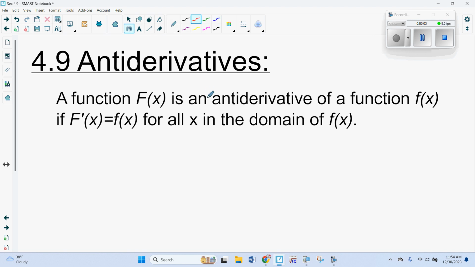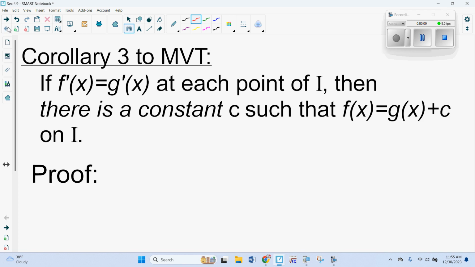In this video, we want to talk about antiderivatives. Now, we've talked a lot about derivatives, but now we want to look at something very similar with antiderivatives.